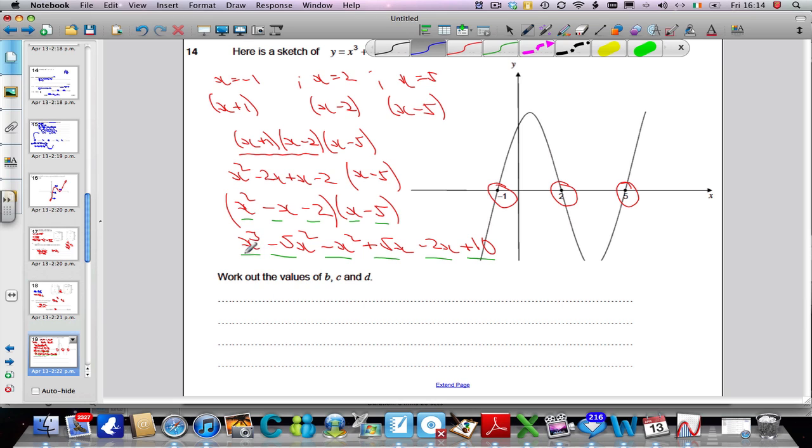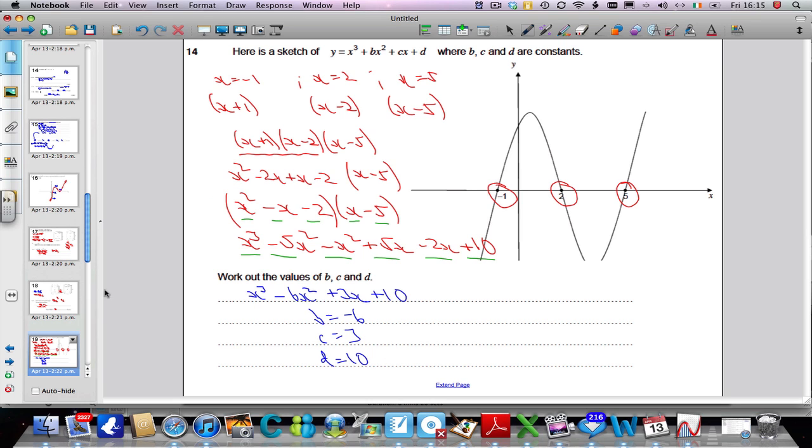Now all we've got to do is tidy up. That's the only x cubed term. Minus 5x squared. Take away another x squared gives us minus 6x squared. 5x, take away 2x is 3x. And then finally we have the 10 at the end. So b equals minus 6, c equals 3, and d equals 10.